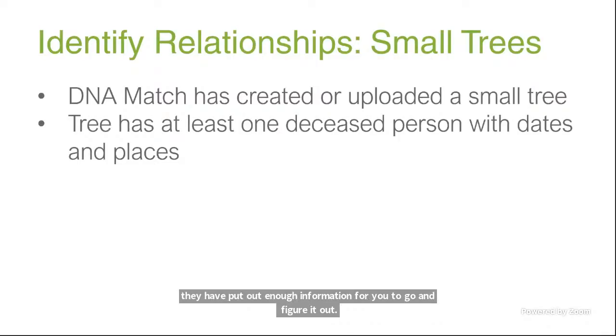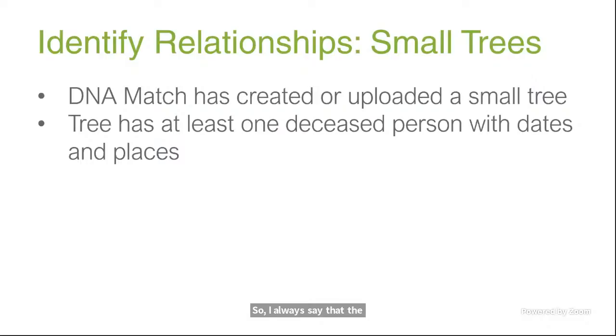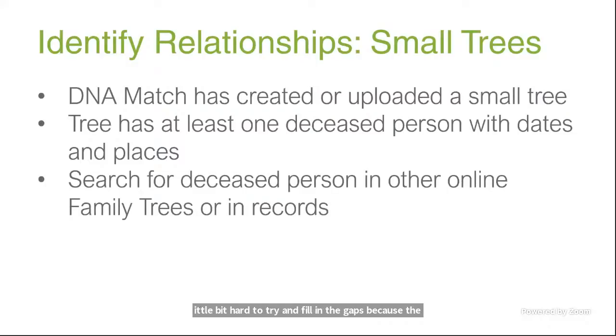So I always say that the tree has to have at least 1 deceased person with dates and places in order to do this. And now it could have 1 deceased person with a really uncommon name, or 2 deceased people with uncommon names, and sometimes you can find those people in other places. But if it doesn't have at least that much information, it's going to be a little bit hard to try and fill in the gaps, because the solution in this case is that you get to, in a way, build their tree for them.